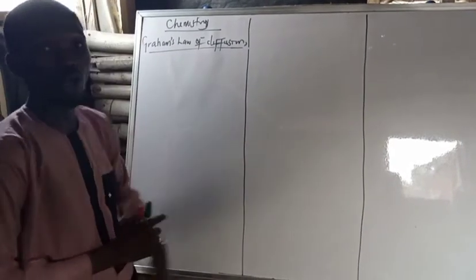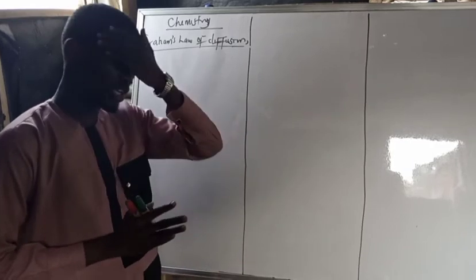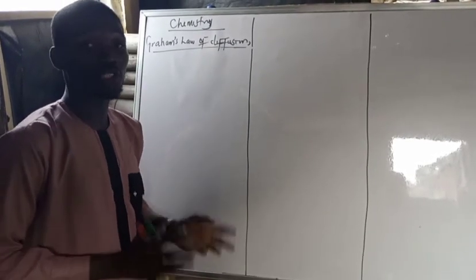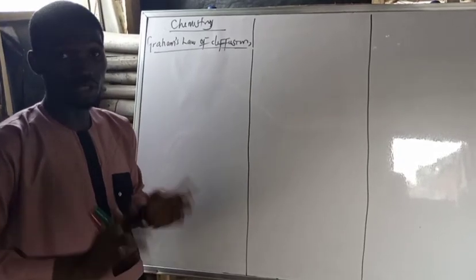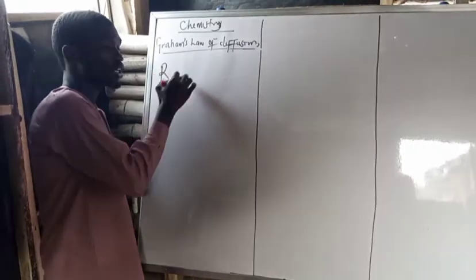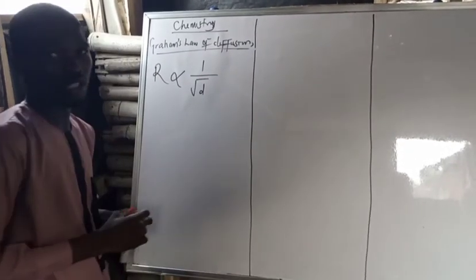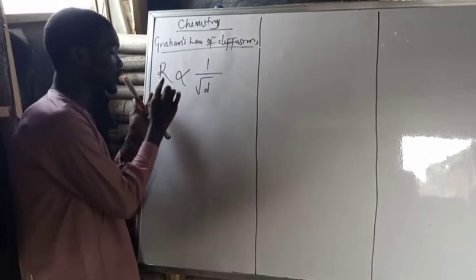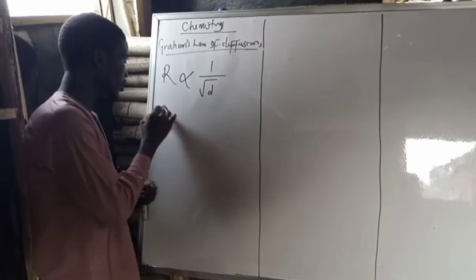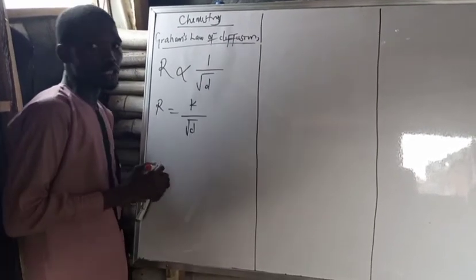And what is Graham's law of diffusion? Graham's law of diffusion states that the rate of diffusion or effusion is inversely proportional to the square root of the vapor density. So mathematically, we have R inversely proportional to the square root of the vapor density. We change this proportionality sign to a constant and an equality sign. So we have R is equal to K over the square root of D.